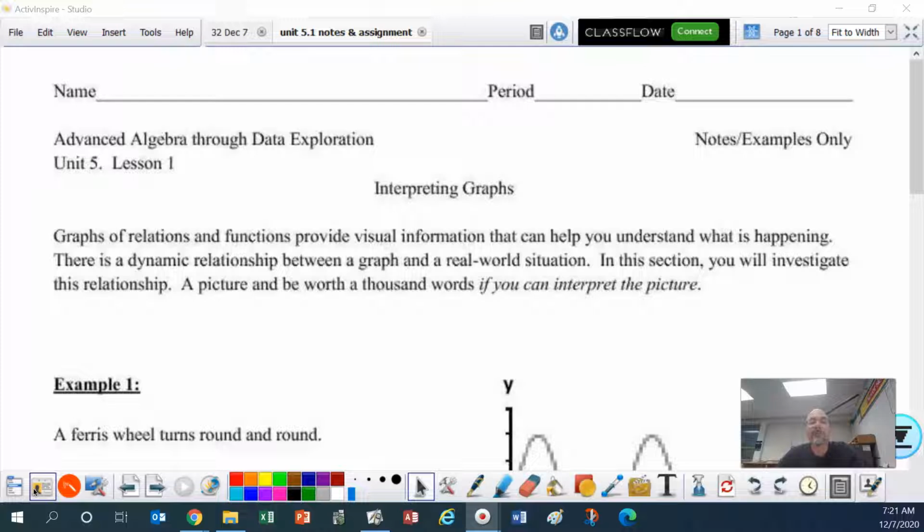Graphs of relations and functions provide visual information that can help you understand what is happening. There is a dynamic relationship between a graph and a real-world situation. In this section, you will investigate this relationship. A picture can be worth 1,000 words if you can interpret the picture.